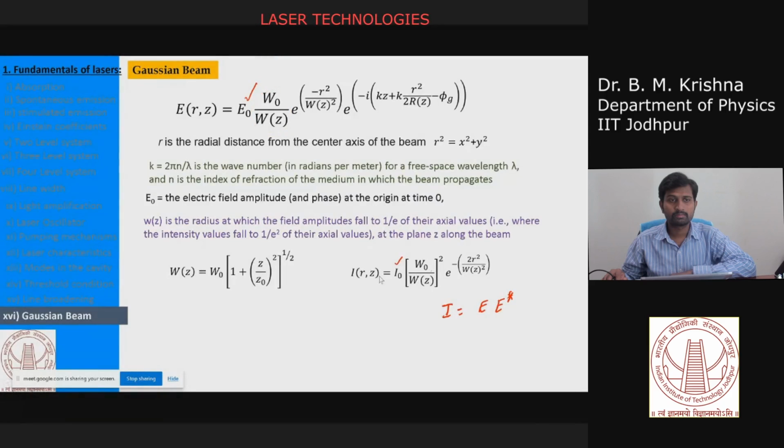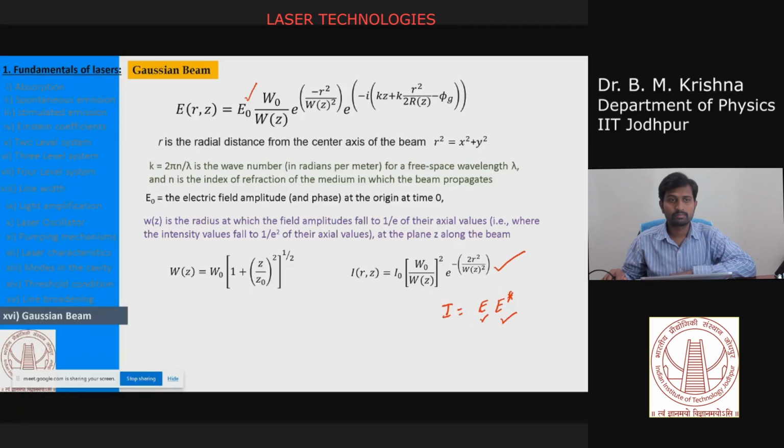W naught by W of Z whole square, and now this e power minus r square by W of Z square. Now this is two terms, because in the E term and the E star term there will be two times of this term, so this is e power minus 2r square by W of Z square, and this factor will be cancelled out because whatever the phase accumulation in this E, in E star becomes a plus. Okay, so minus i becomes plus i in the E star, so that will cancel out. So now your intensity will remain like this.